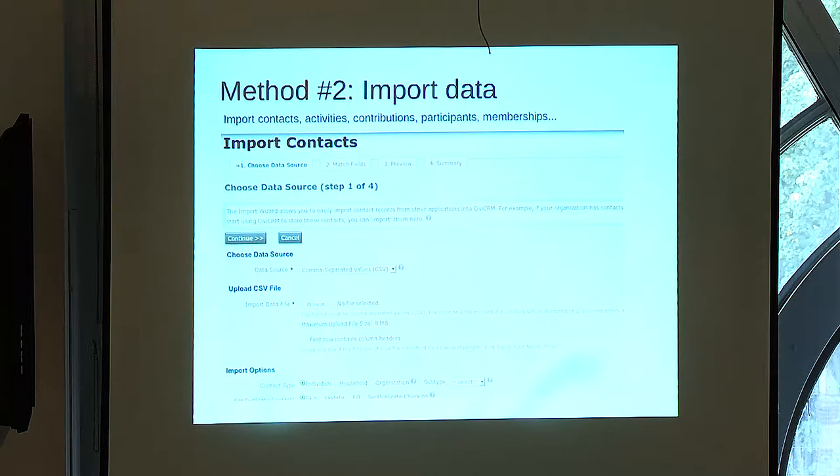There's another method for getting data into your system instead of just typing. You can import data. And in CiviCRM, there are lots of things you can import. You can import contacts, activities, contributions, participants, memberships, etc. You just select a CSV file, you upload it, and you can import things instead of just typing.